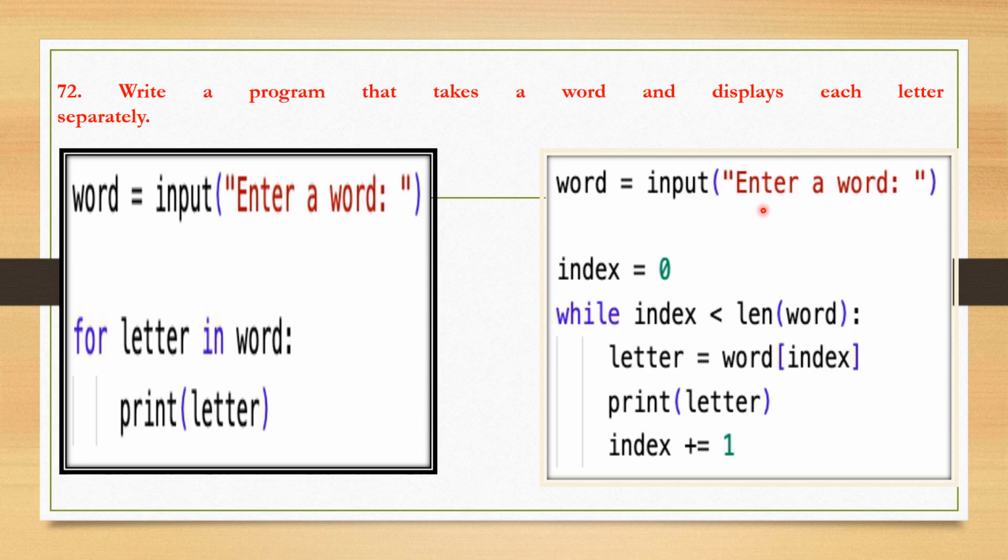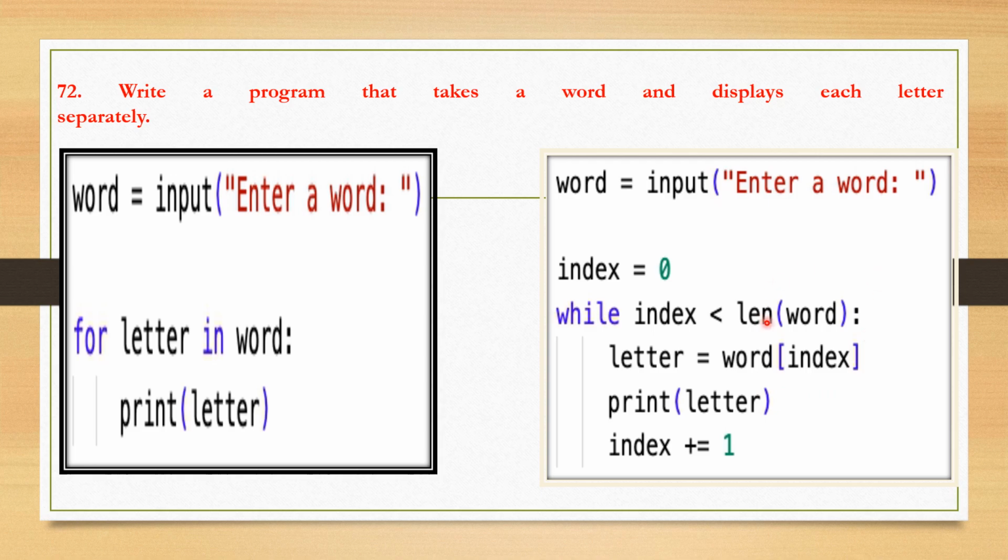The second approach is to prompt the user to enter a word using the input function, the same. But here we will initialize the variable index to 0, which will be used to keep track of the current position in the word. Then we will use a while loop to iterate over all the characters of the word. The loop continues while the index is less than the length of the word, which is obtained using len(word).